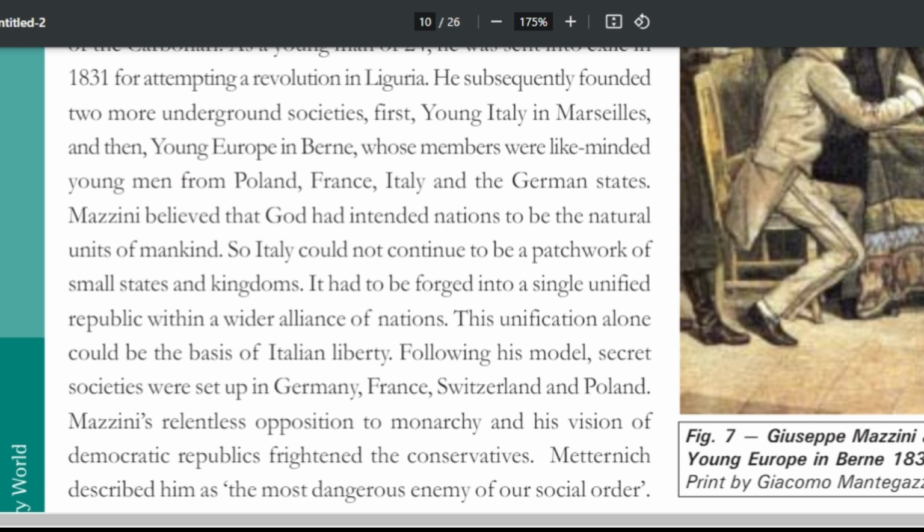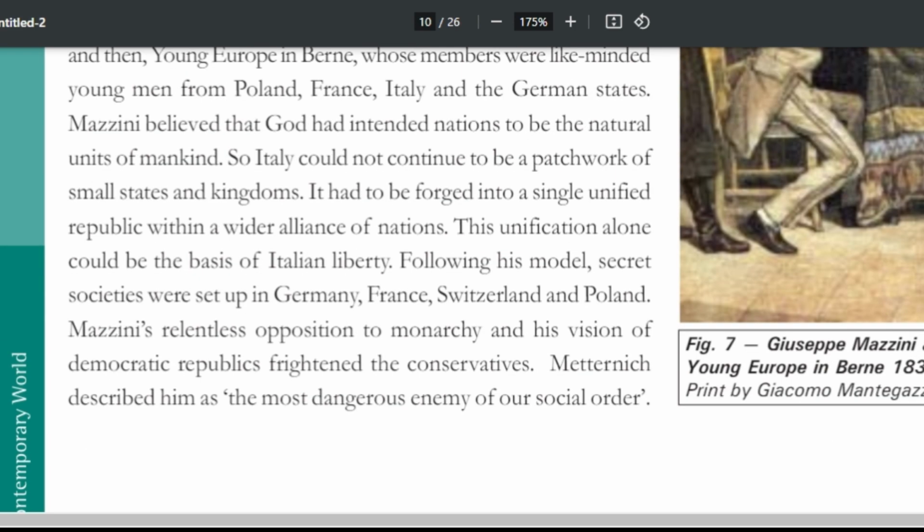Mazzini believed that God had intended nations to be natural units of mankind. So, Italy could not continue to be a patchwork of small states and kingdoms. It had to be formed into a single unified republic within a wider alliance of nations. This unification alone could be the basis of Italian liberty. Following his model, secret societies were set up in Germany, France, Switzerland, and Poland.